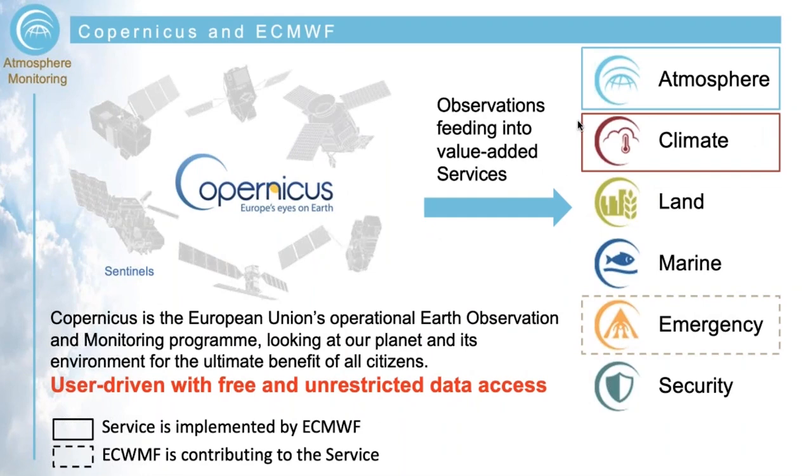ECMWF contributes to the Copernicus program through a couple of different services. So Copernicus is the European Union's operational Earth observation and monitoring program. And what it does is to launch some satellites, which are called the Sentinels, and they're shown in silhouette on the left there. And data from these satellites, which measure all different aspects of the Earth system, including the land surface, the marine environment, as well as the atmosphere, these observations are fed into value-added services, which are listed on the right. So there are six of these services, from atmosphere, climate, land, marine, emergency, and security. And the two that are surrounded by solid line boxes there, the atmosphere and climate services, are both implemented and operated by ECMWF.